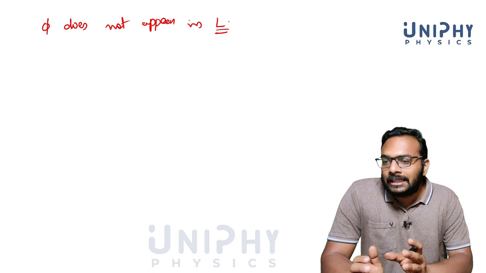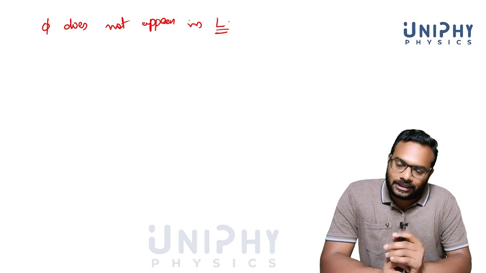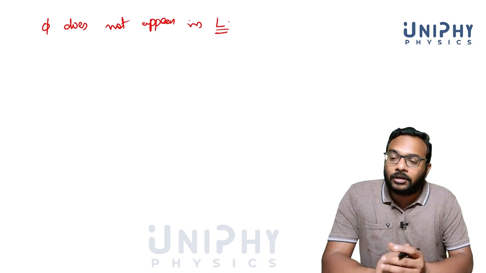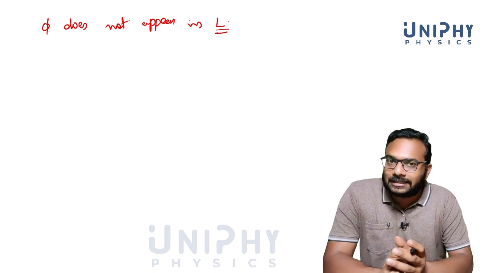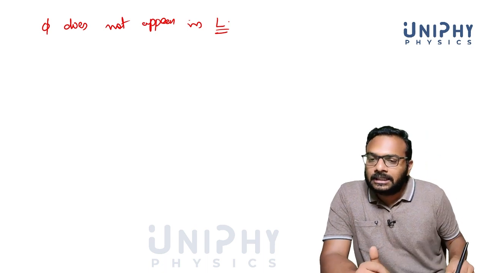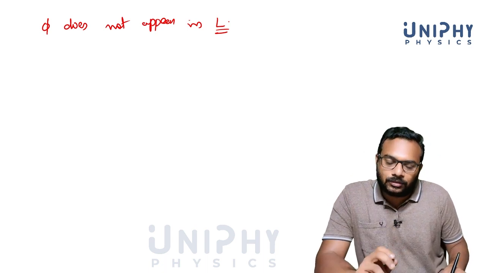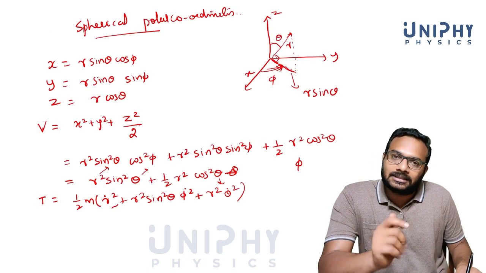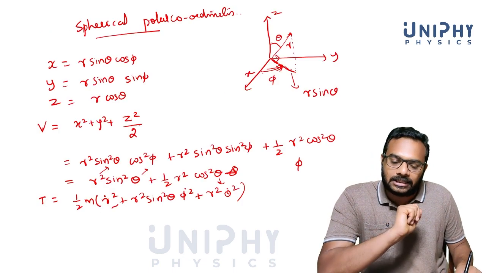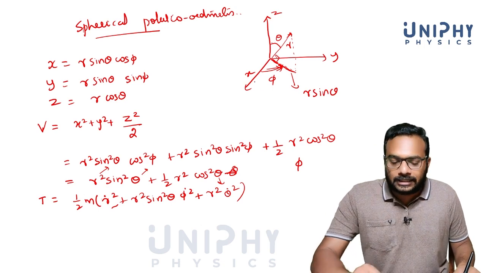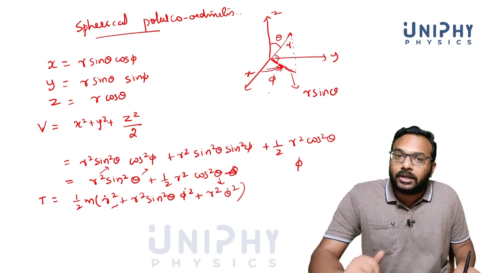That means that changing phi, or rotating, is a symmetry transformation of the system. In other words, there is a rotational symmetry about the z-axis. If you change phi, the system does not change. If you rotate the system about the z-axis, the Lagrangian does not change. So the corresponding angular momentum is conserved.